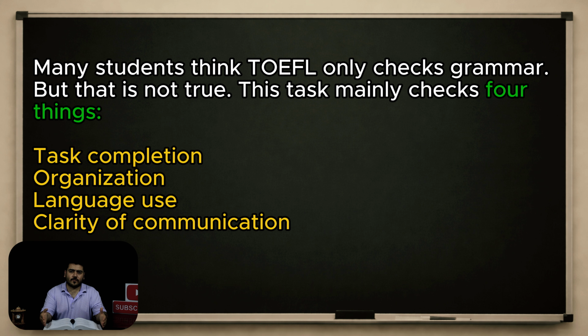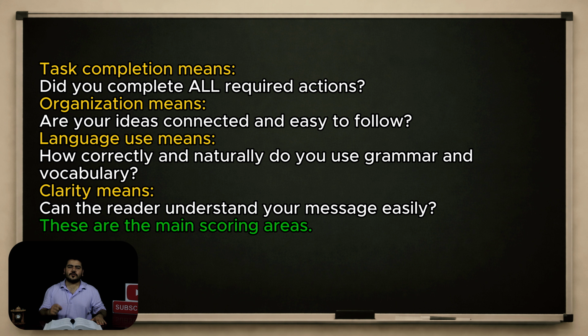Many students think TOEFL only checks grammar, but that is not true. This task mainly checks 4 things: task completion, organization, language use, clarity of communication. Task completion means, did you complete all required actions? Organization means, are your ideas connected and easy to follow? Language use means, how correctly and naturally do you use grammar and vocabulary? Clarity means, can the reader understand your message easily? These are the main scoring areas.